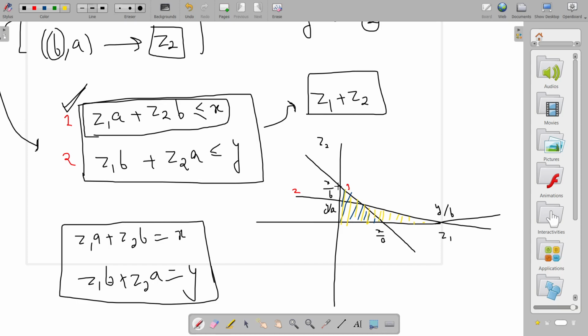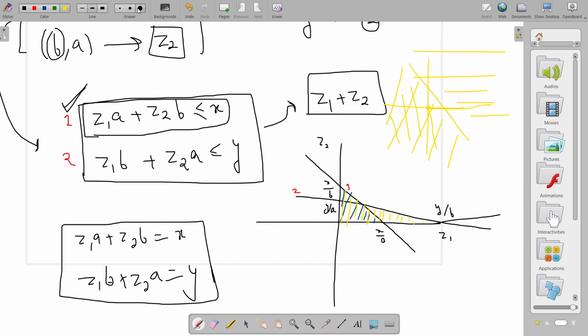How do we say that this is the region? Basically, if you have a straight line and are given, suppose, the constraint Z1B plus Z2A is less than or equal to Y, then either the region on one side or the region on the other side will satisfy it. So I can take the point 0 comma 0. 0 comma 0 satisfies this equation, since 0 is less than or equal to Y. So it would be this region.